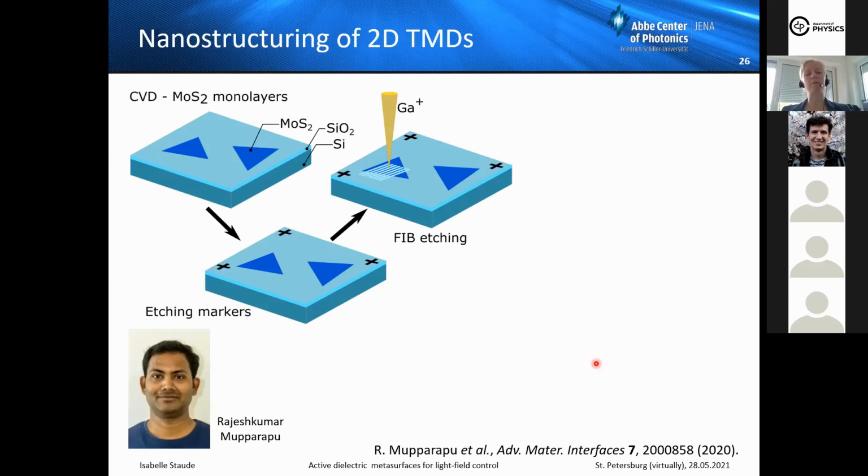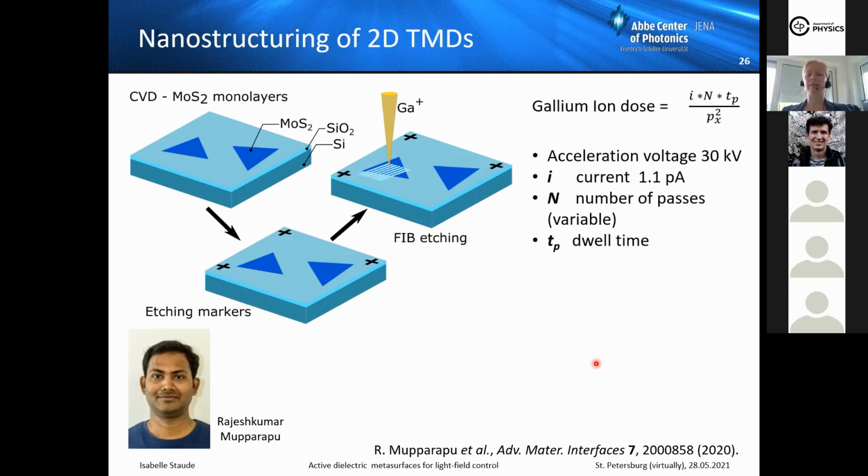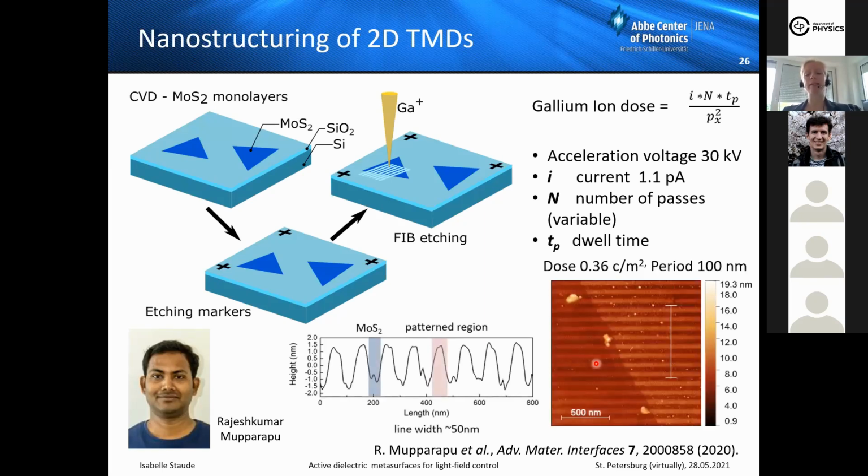So he basically used focused ion beam milling in order to make both nano and microstructures out of these flakes. And he very thoroughly looked at how the properties of the 2D TMDs are affected depending on the ion dose that's used for the milling. And here I showed just an atomic force microscopy image showing such a milled grating.